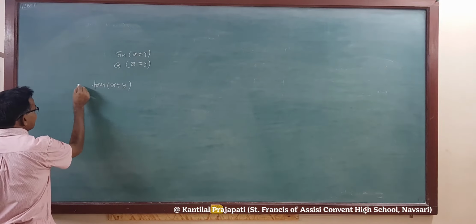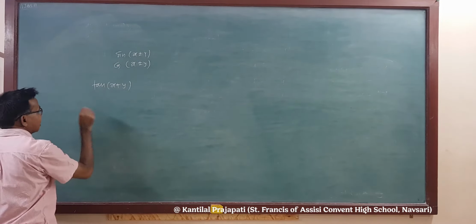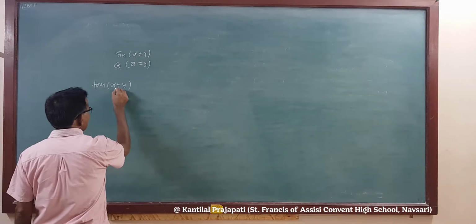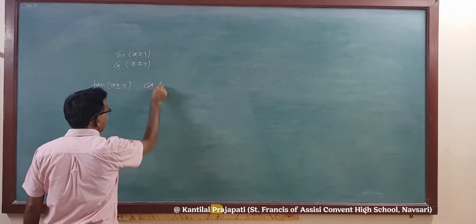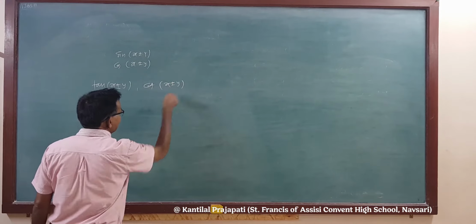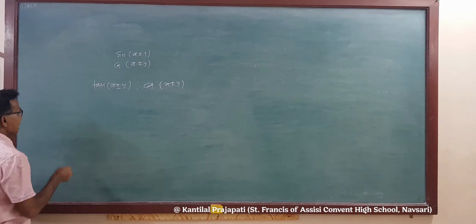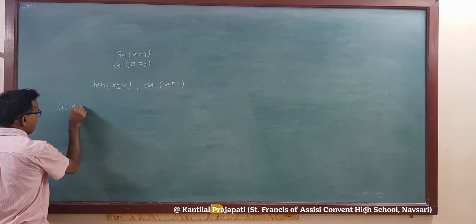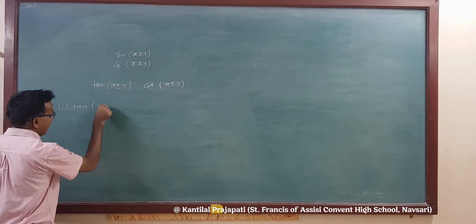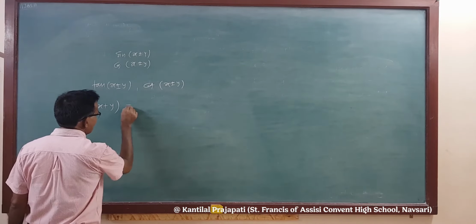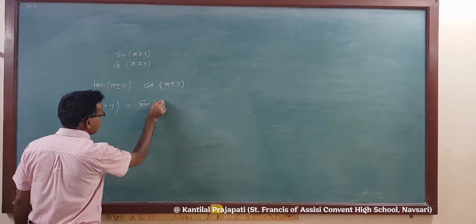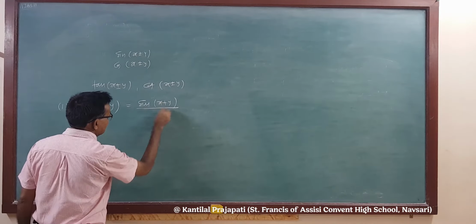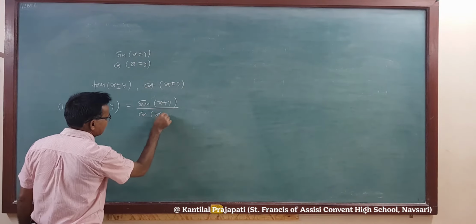Next formula. So we derive the formula of tan(x plus y), then tan(x minus y), and then also we derive the cot of x plus or minus y. Right, the first, tangent of x plus y. We write this equal to sin(x plus y) upon cos(x plus y).